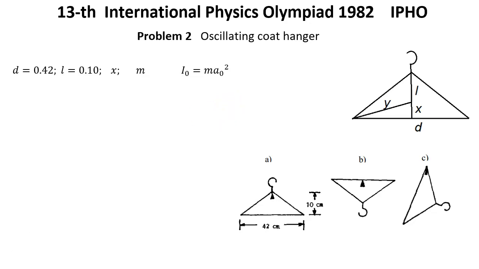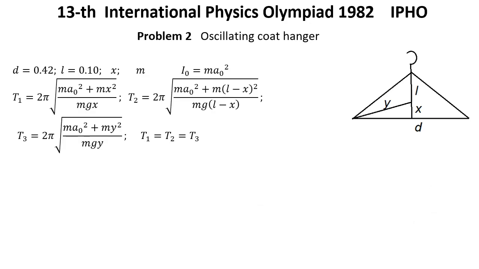Now let's count what the period is for all three positions. Due to the parallel axis theorem, we have these three expressions for all three periods. First case, it's oscillation around this position. L minus x, it's oscillation around this position. And y is oscillation around this position. And all these periods must be equal to each other.